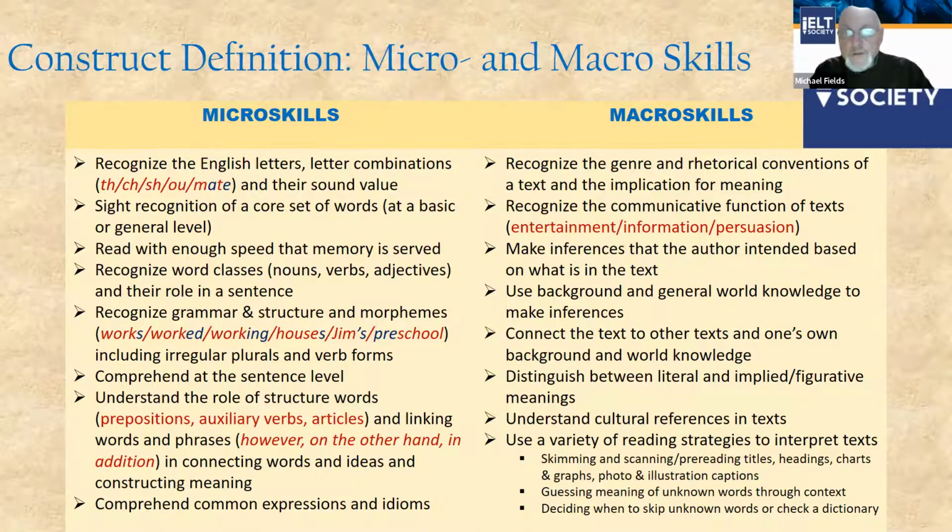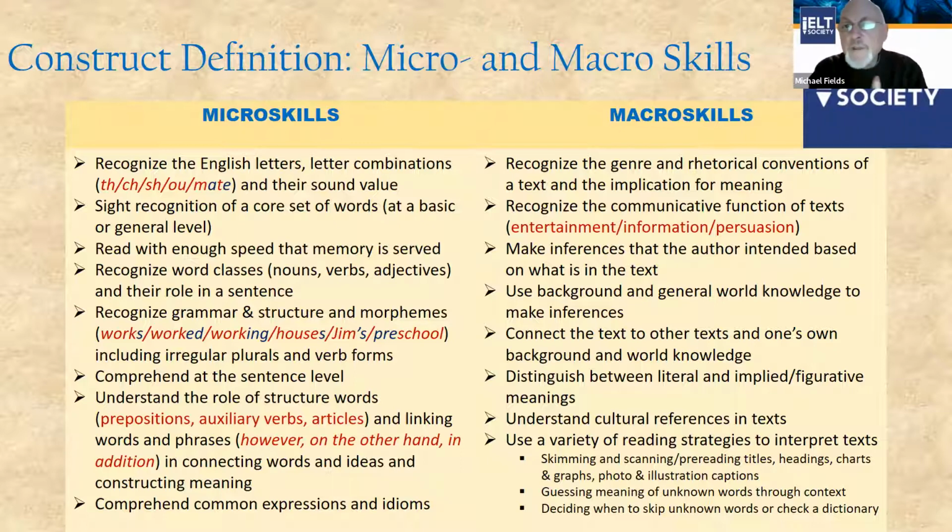So once we've thought about these micro skills, let's think about recognizing genre and rhetorical conventions of text and its implication for meaning. The way that a letter or an email is written is very different from the way a textbook is written, or a detective novel, or a description of a painting in a museum.